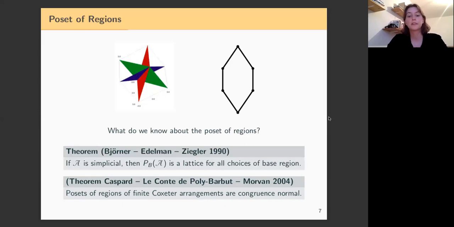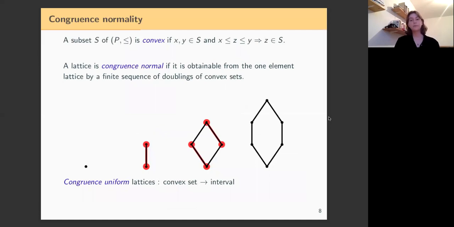So this fact leads you to the question: since we now have a nice subfamily of the simplicial arrangements, how far does that extend? Are all simplicial arrangements congruence normal? Is this the largest family that has that property, or is there another family whose posets of regions are congruence normal? So already this is leading us to investigate this property. And now let me actually tell you what this property is.